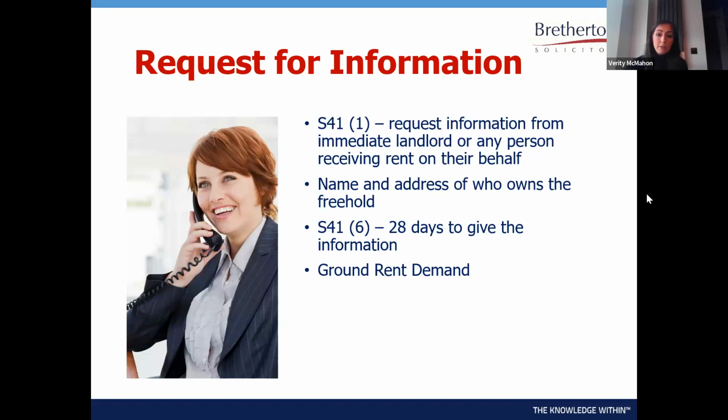So you need to request some information, so you make sure that your notices get there correctly. And that's under section 41(1) of the Act, and a request for information from an intermediate landlord or any person receiving rent on their behalf. So that could be a managing agent, for instance. They should supply the name and address of who owns the freehold and the address for service, and they have to give that within 28 days.